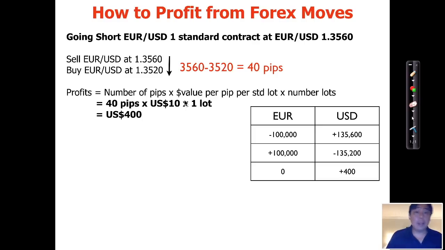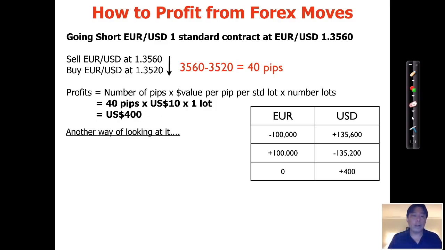So again, let me re-explain in linear form. Going short, Euro USD, one standard contract. We sold Euro USD at 3560, and we bought it back at 3520. Difference, 40 pips. So what's your total profit? Number of pips, which is 40, multiplied by the dollar value per pip, which is $10 for this pair, multiplied by one lot, which we bought one lot. If you bought two lots, we times two. So we get 400 US dollars.